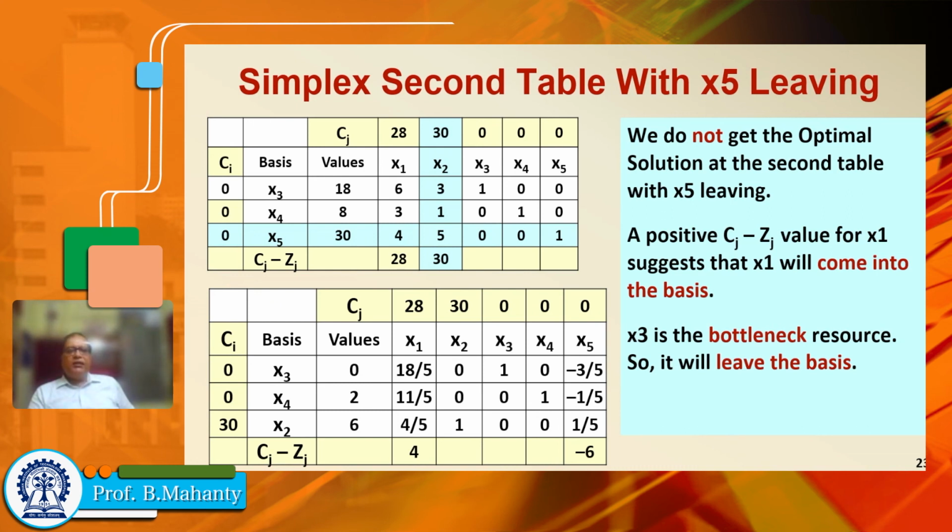A positive Cj minus Zj value for x1 suggests that x1 will now come into the basis. So which one is the bottleneck resource? X3 is becoming the bottleneck resource. Why is x3 the bottleneck resource? Because it is very easy to see that the value is 0 and the coefficient is 18 by 5. So we have nothing available, and we require something to make anything. That means we cannot really make anything, right? So x1 may come into the basis, but with a 0 value. So there is no improvement in the objective function.